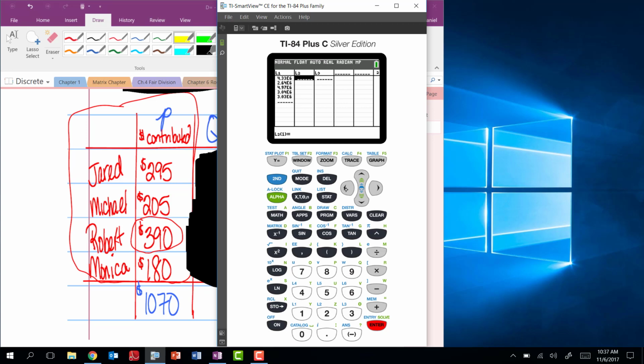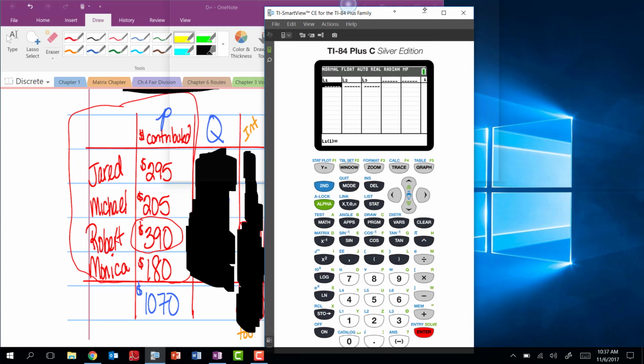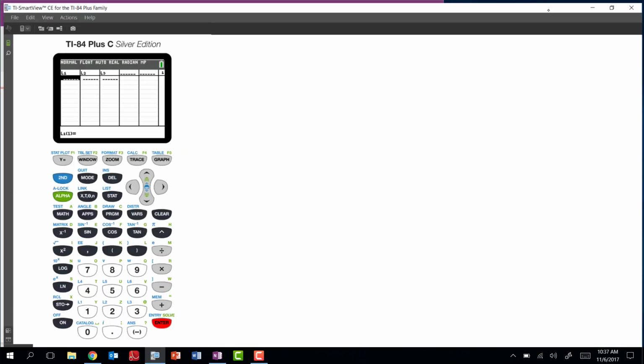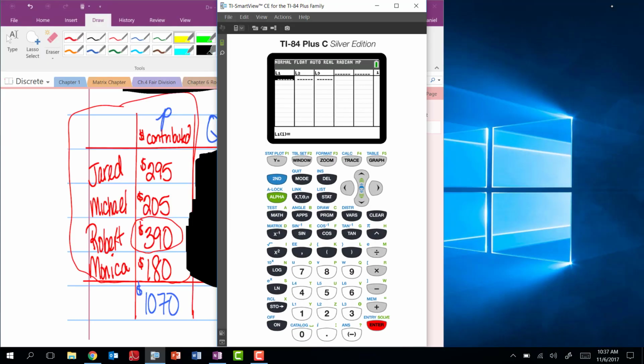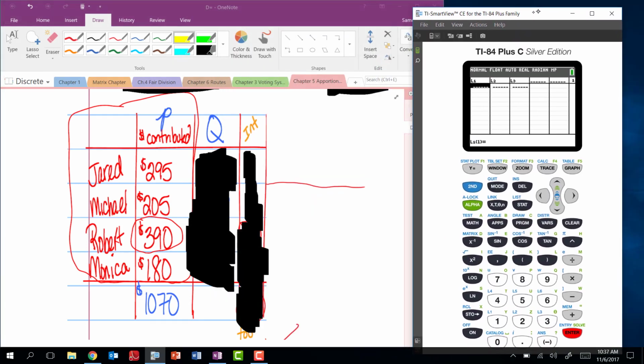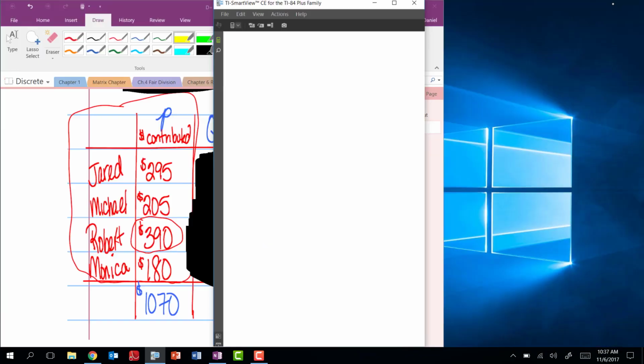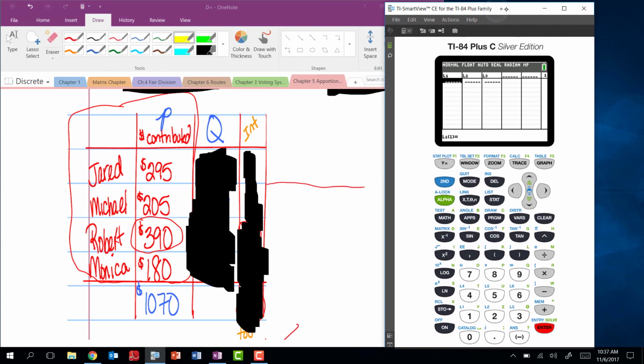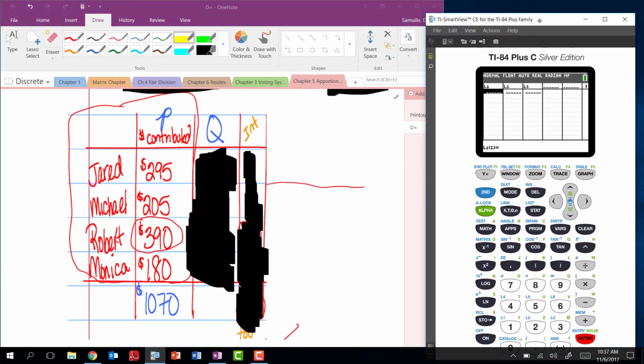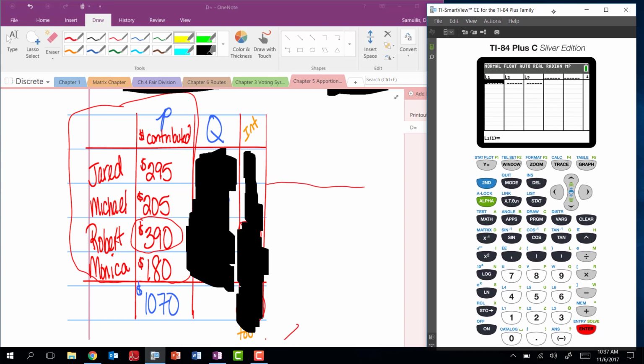Okay, for purposes of just getting used to the calculator again, although this is a very small example, let's use this. Then for large examples with large lists, no. For large examples with large lists, yes.